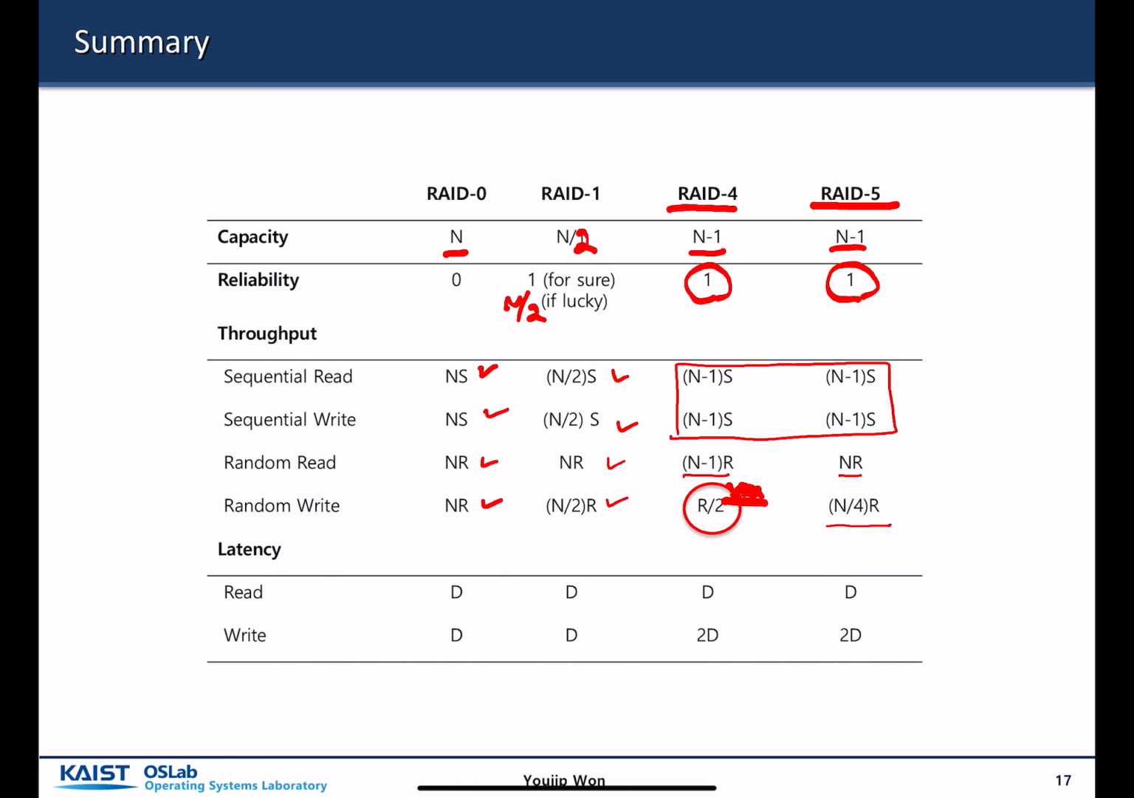Read latency is the same for all levels. It's D, the time to read a single block. However, for write operation, for RAID 4 and 5, because it has to read the parity and update the parity, the latency to write a block is twice as long as its original latency to write to the disk. This is the summary for RAIDs.